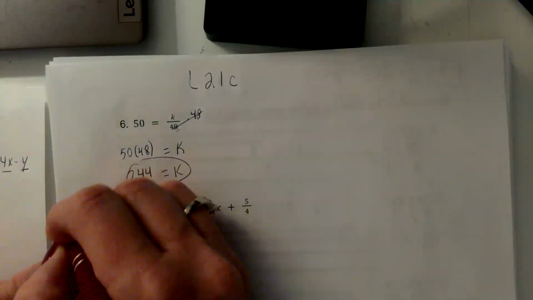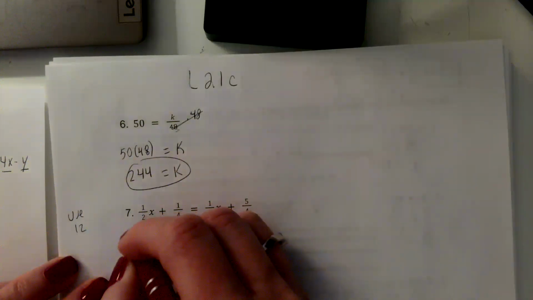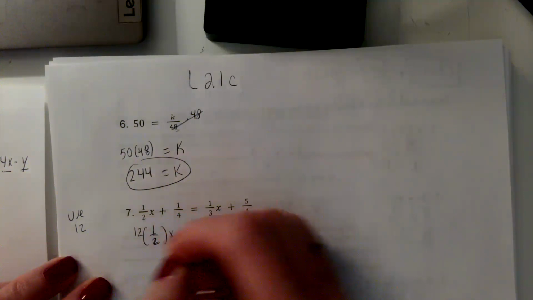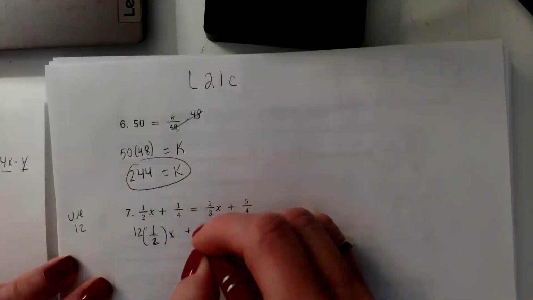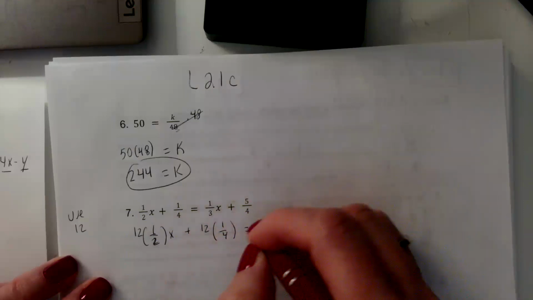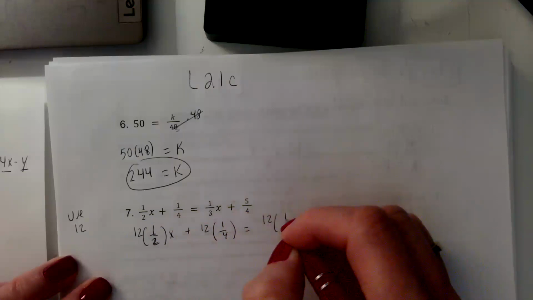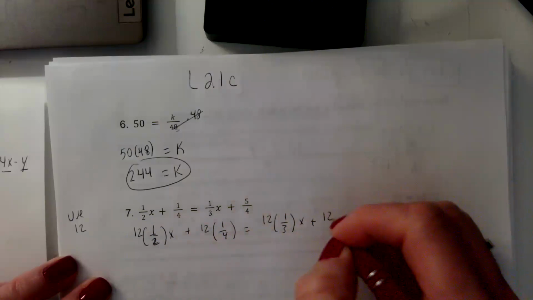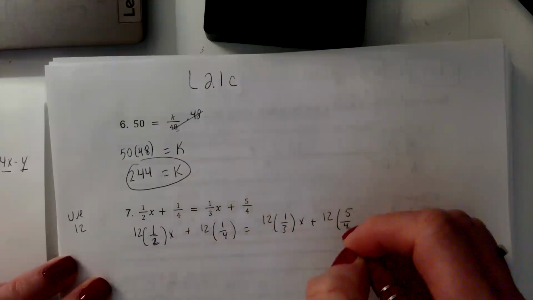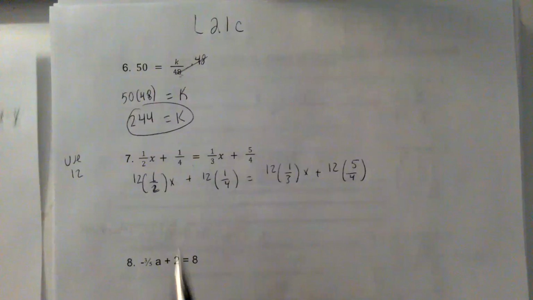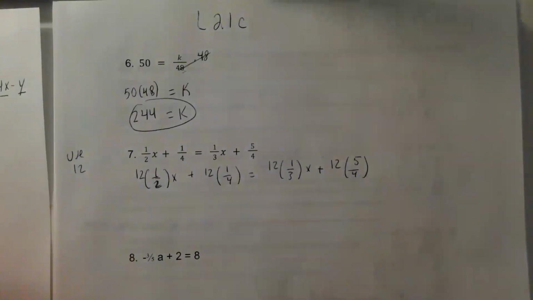So I'm going to use 12. So I'm going to multiply 12 times 1/2 times x, plus I'm going to multiply 12 times 1/4 equals 12 times 1/3 x plus 12 times 5/4. And when I do that, each of these fractions should get eliminated.